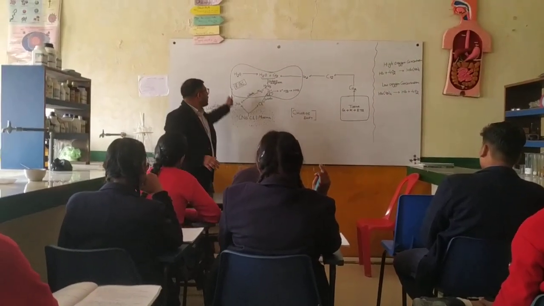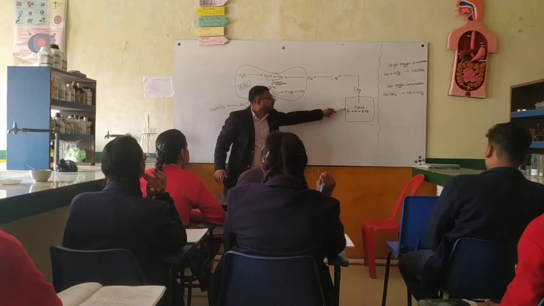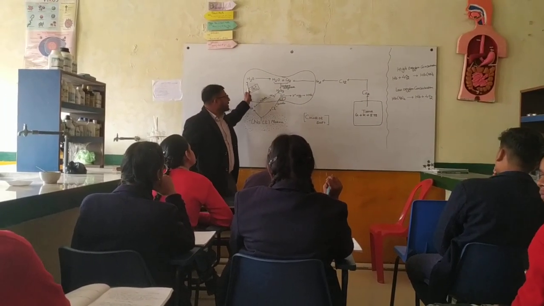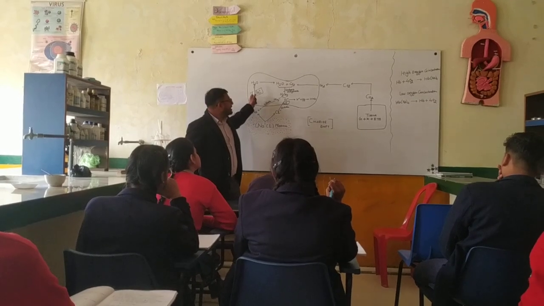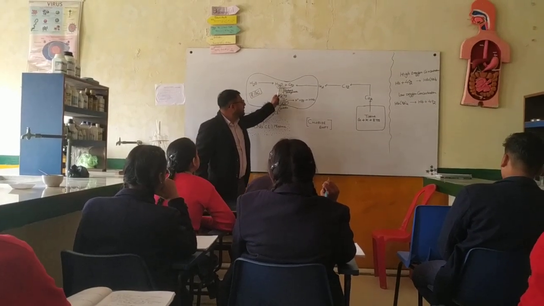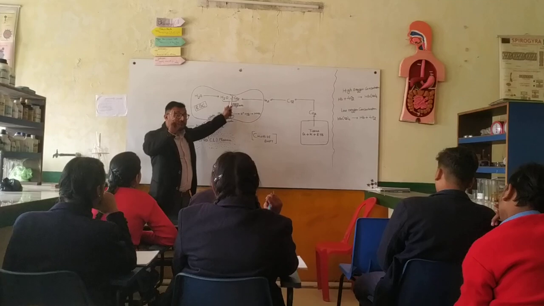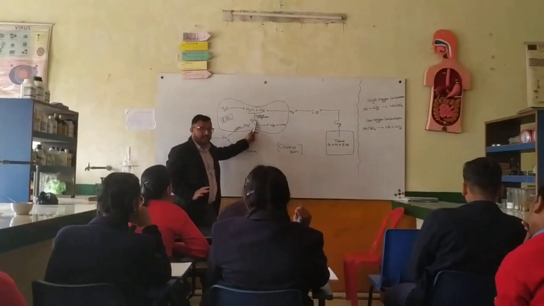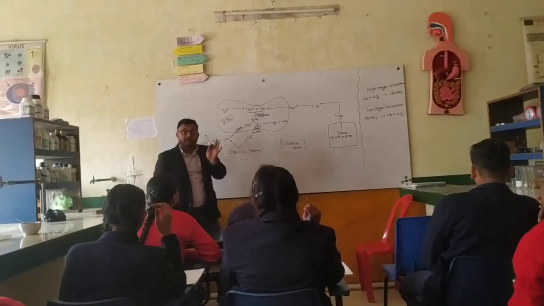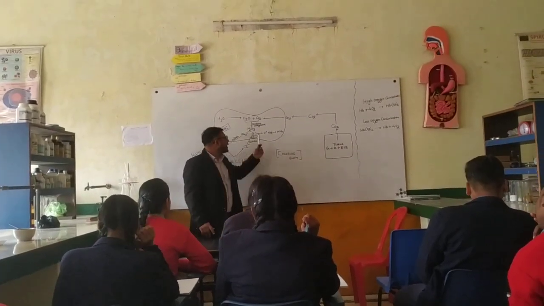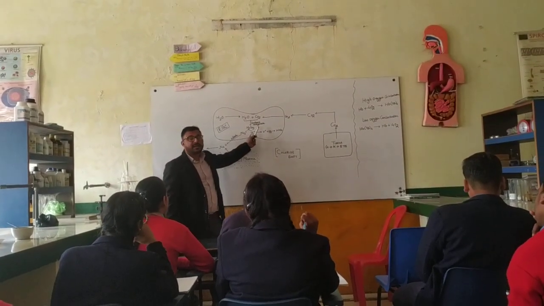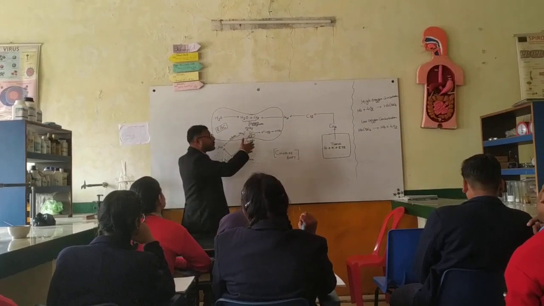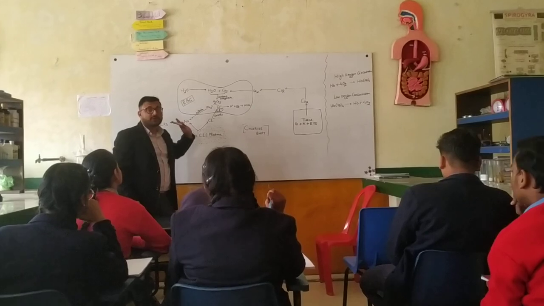Now the next thing is, when the carbon dioxide from the tissue is transported to the RBC, RBC consists of water. When it mixes with the carbon dioxide, it forms H2CO3. But this H2CO3 can only be formed by the help of an enzyme, and that enzyme is called carbonic anhydrase. So carbonic anhydrase is a part of this process which forms H2CO3.